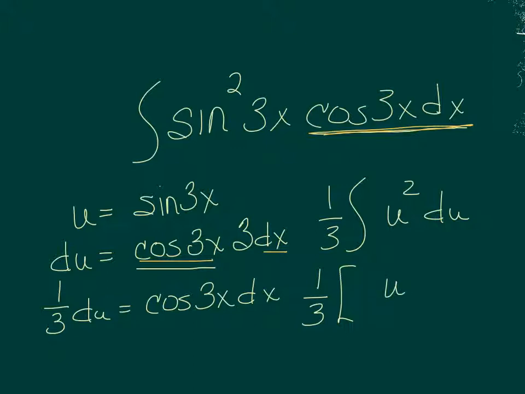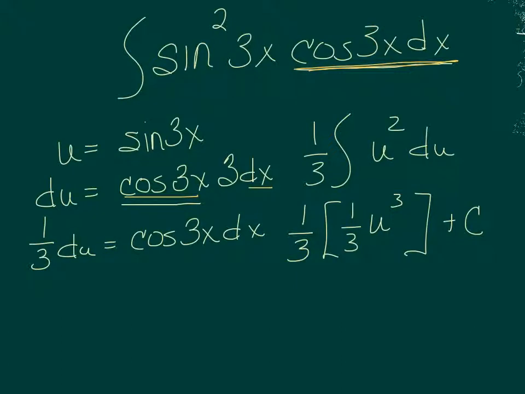Now when we integrate, we get 1/3 times u to the 3rd over 3, or times 1/3, plus c, and when I simplify, it's going to become 1/9, and u was sine of 3x, so sine cubed of 3x plus c. We could have used pattern recognition and solved this, but I think this is one where it's much easier visually for us to process whenever we use substitution.